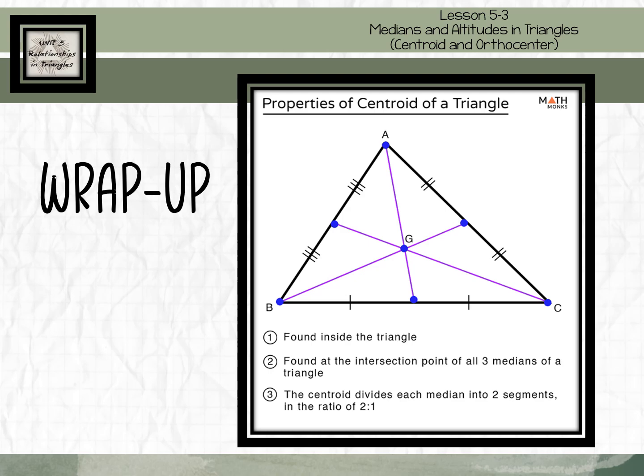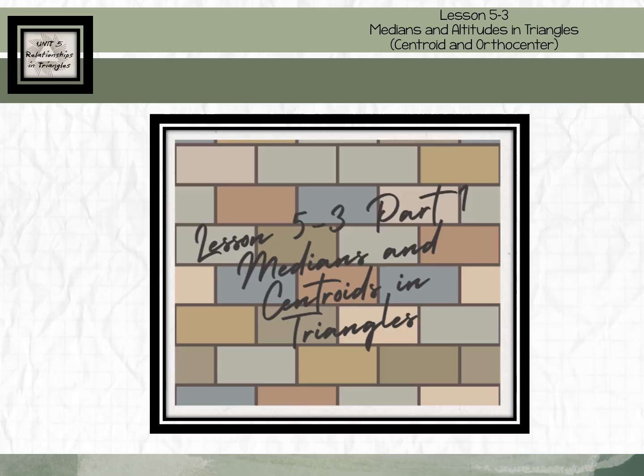Wrap up. Properties of centroid of a triangle. Found inside the triangle? Always, we did discover that in our Desmos activity. It is found at the intersection point of the 3 medians of a triangle, and the centroid divides each median into 2 parts, 2 segments, in a ratio 2:1. That is the end of part 1.